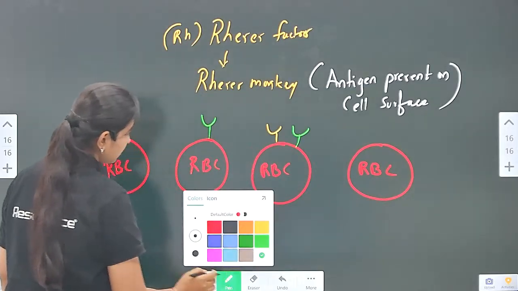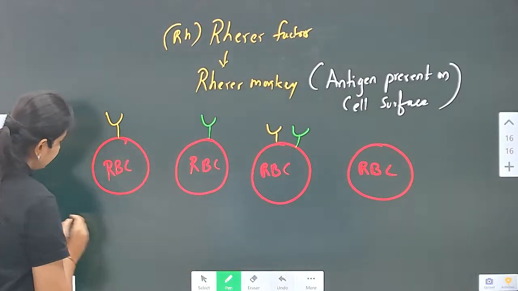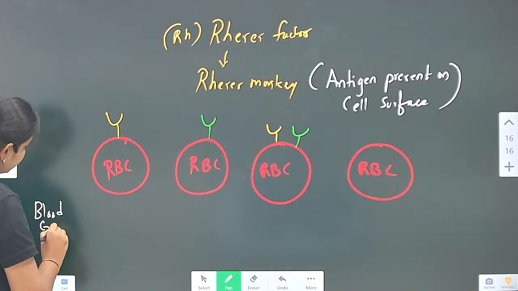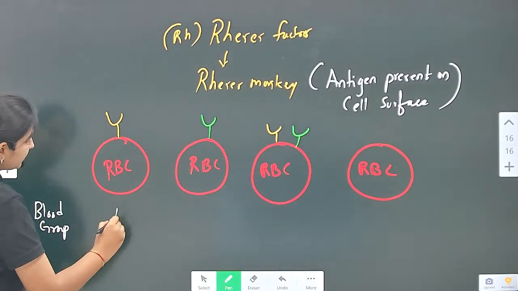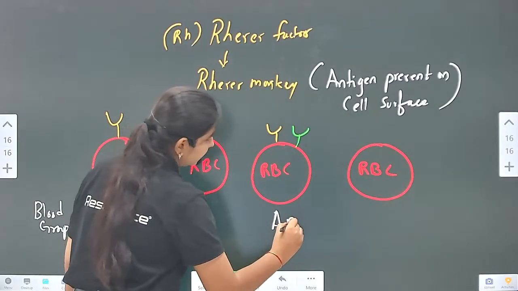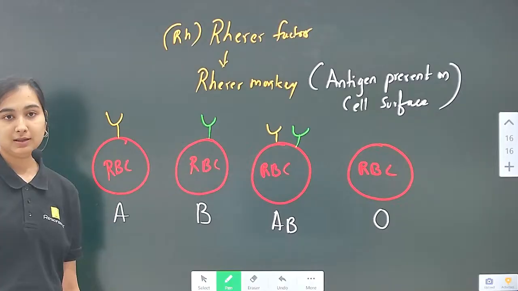So now this is what? This is your blood group A. Now what is the blood group? Yeah, so let me write down the blood groups here. The blood group is A. The blood group is B. The blood group is AB. The blood group is O. This is clear? Yeah, this is clear.